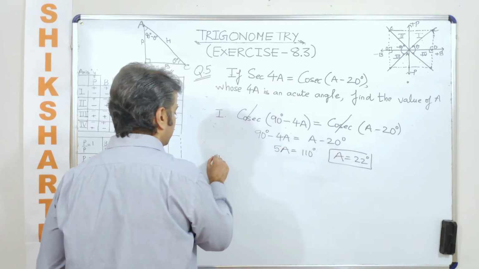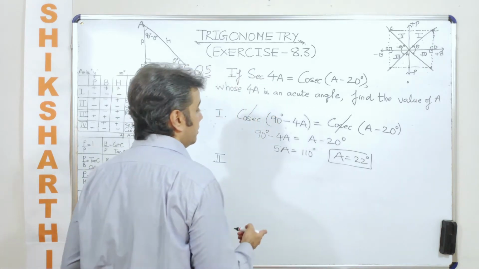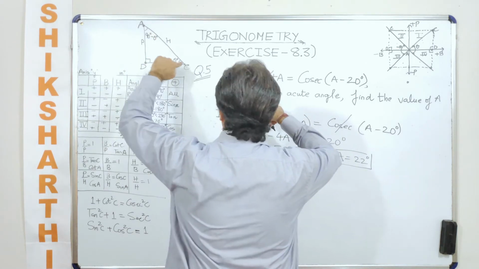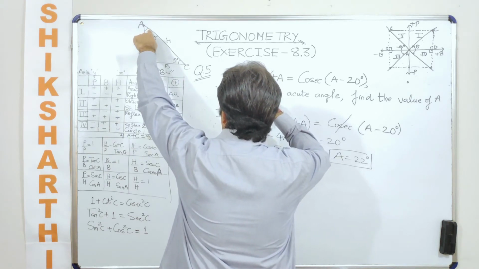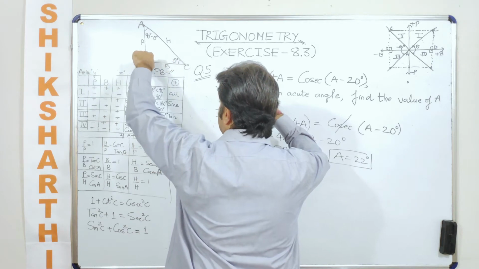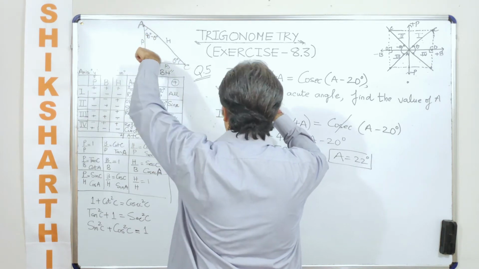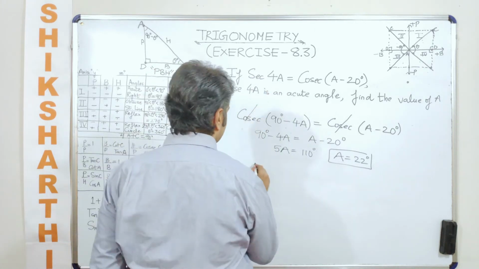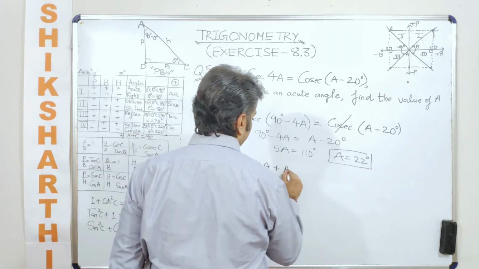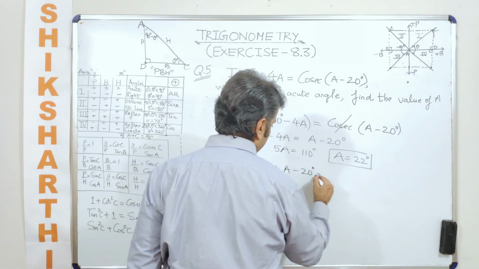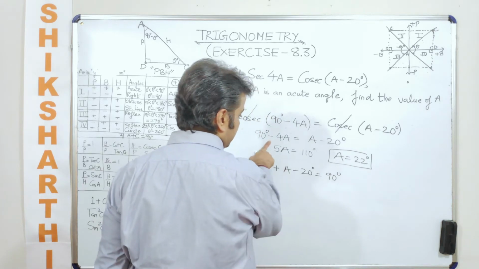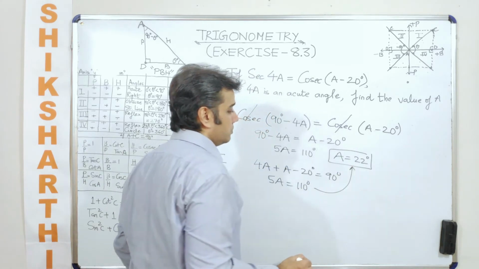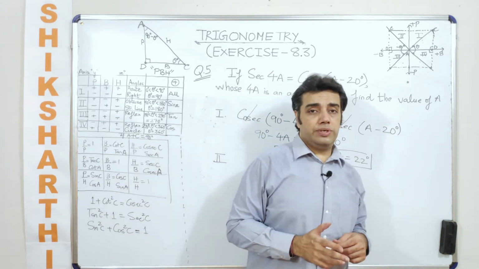Now let us check the answer with the help of another way that we already know. If I draw a right angle triangle, one of the angles, let us say this angle is 4A, was given to you as acute. So the other angle will also be acute if this angle is 90 degrees. Since we are talking about a right angle triangle, the sum of these two angles will be equal to 90 degrees, which is just like saying the sum of 4A and A minus 20 degrees should be equal to 90 degrees. You're saying the same thing. So 5A is equal to 110 degrees, and A becomes equal to 22 degrees only.